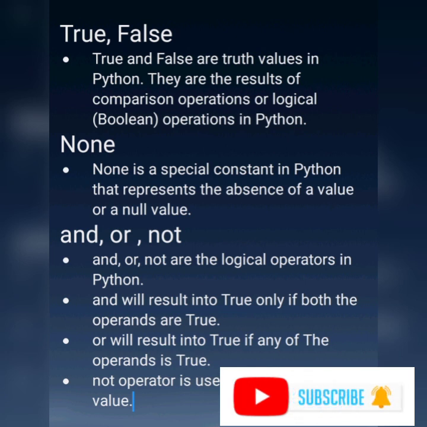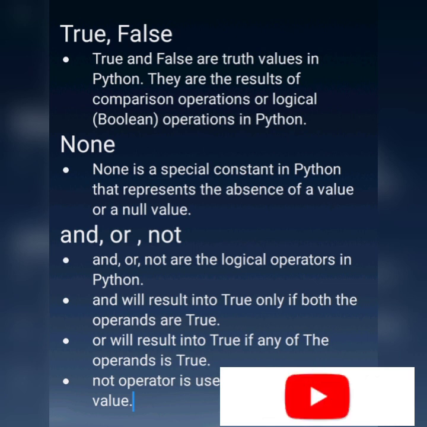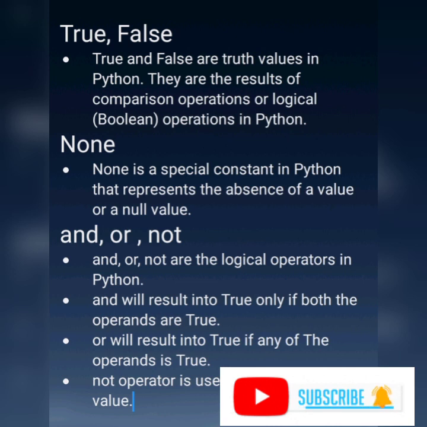So next one is and, or, not. They are like logics. The and keyword will show the result as true when both the operands are true. Otherwise, it's false. Or will result in true when any of the operands is true. Otherwise, it's false. The not operator is used to convert the value. Like when it is true, it shows false. The not operator is like a converter.